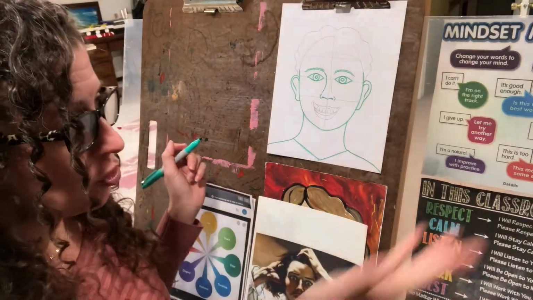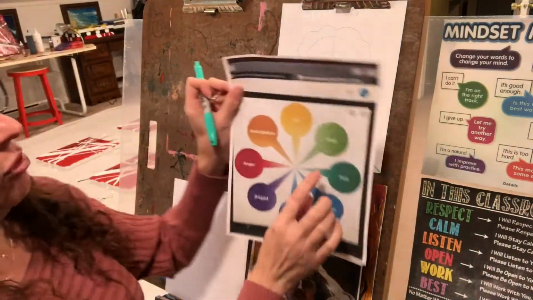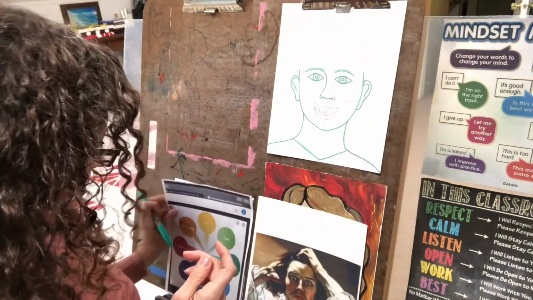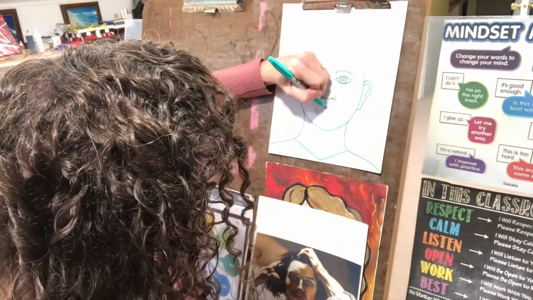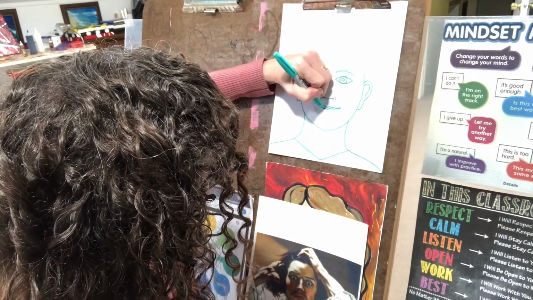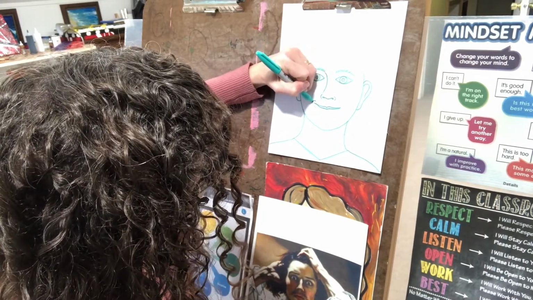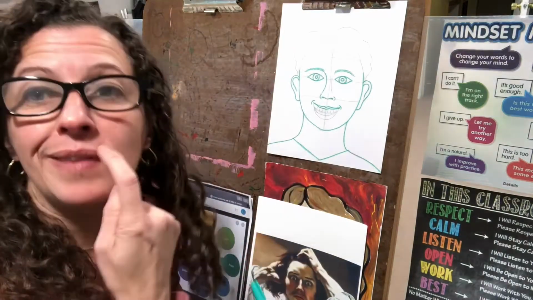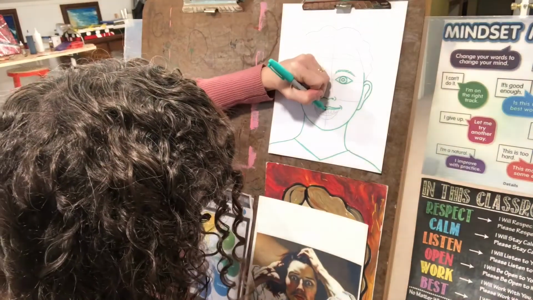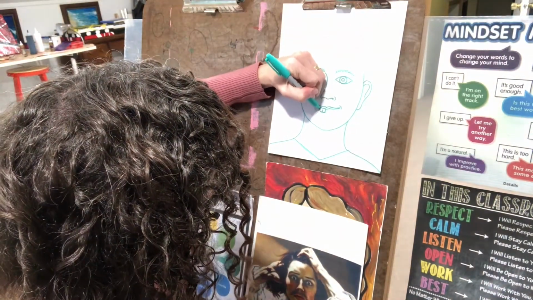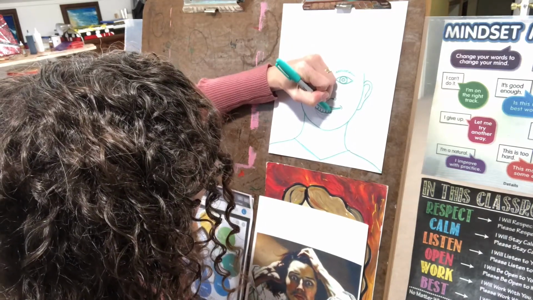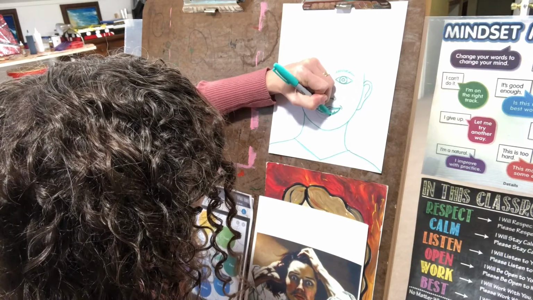But since I'm doing the colors representing trust and joy, I am going to leave my teeth, okay? I'm going to trace my upper lip. I am going to keep these two little curved lines that show the creases, right? They're like laugh lines. That's what they're called. And I'm going to trace some of these teeth here. And the bottom lip.